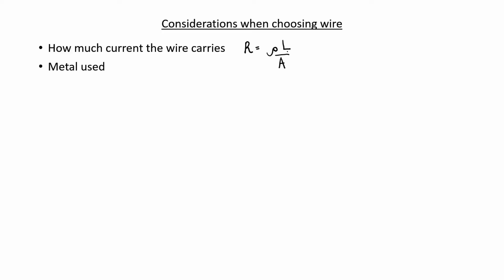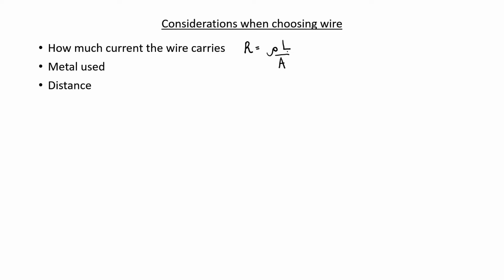Of course, the metal used in the wire also matters. Whether it's copper or aluminum, for example, makes a difference because that influences the resistivity rho in this equation. If you use a material with a very low resistivity, then the resistance per unit length is also going to be lower. Silver, for example, has a very low resistivity, but silver is very expensive relative to copper.